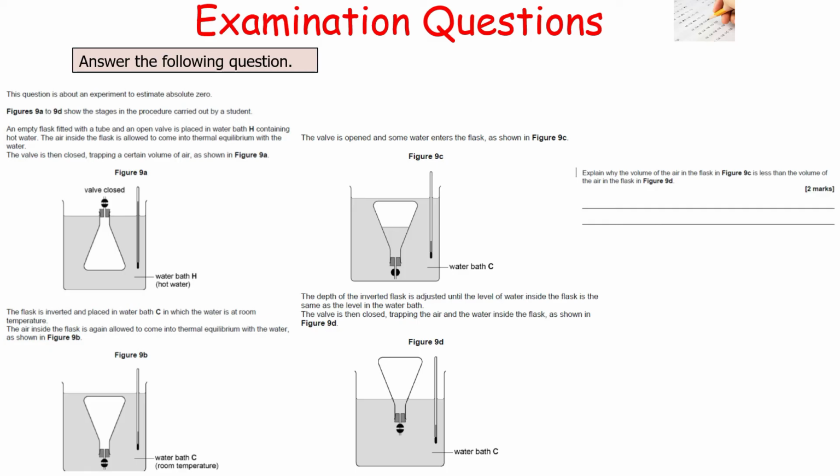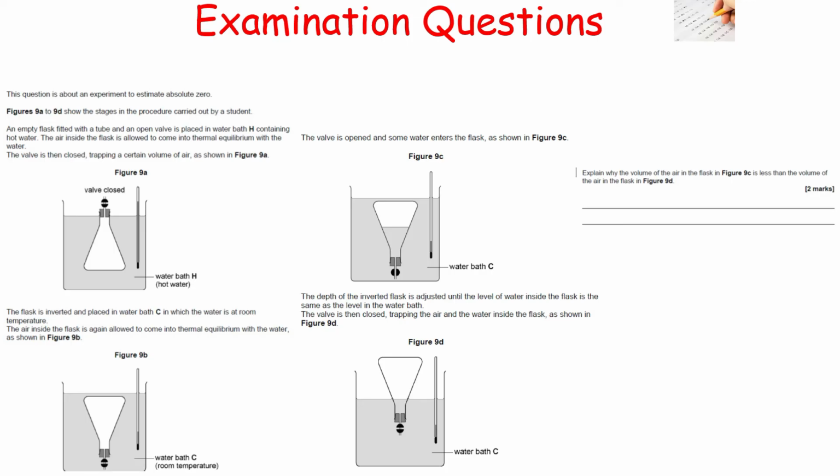9b. The valve is opened and some water enters the flask as shown in 9c. The depth of the inverted flask is adjusted until the water level inside the flask is the same level as the water in the water bath. The valve is then closed, trapping air and water inside the flask as shown in figure 9d. So estimate the volume of air in the flask in 9c and is less than the volume of the air in the flask in 9d. So pause the video now, then unpause the video when you want to go through your answer.